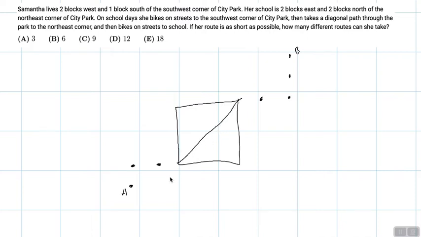So the number of different routes she can take starting here are, she could go up 1, over 2. She could go over 1, up 1, over 2. And lastly, she could just go completely over and then up 1. So there are 3 possible configurations here. But then over here, there are a lot of different configurations.